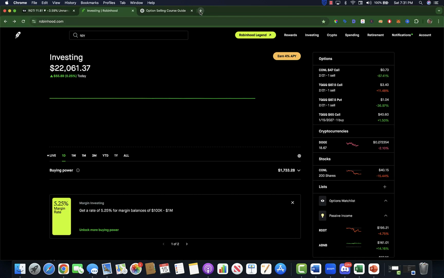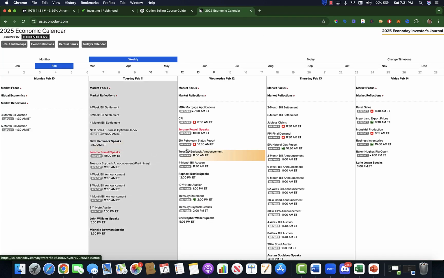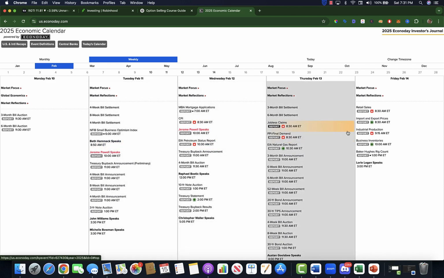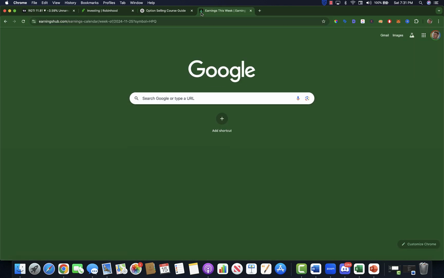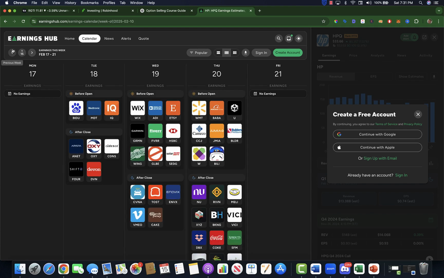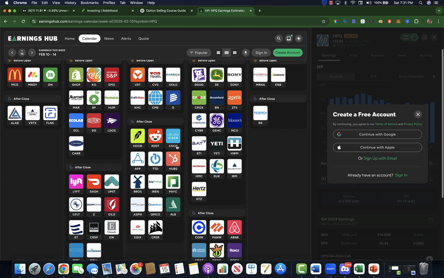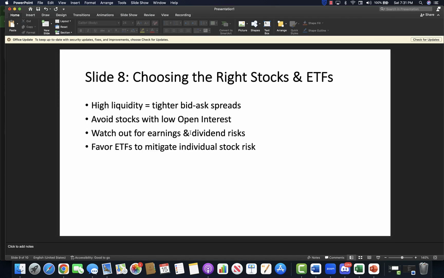I like to use Econoday and Forex Factory to know when the big reports are happening, right? So obviously this upcoming week, we had Jerome Powell speaking twice. Anything with a red star is going to be very important. Just stuff to be paying attention to. And of course, earnings. We use Earnings Hub to always be on top of which stocks are having earnings. So that's how I knew this upcoming week that I was going to trade Shopify, Lyft, DoorDash, Reddit, everything we talked about all week. That's how we knew.